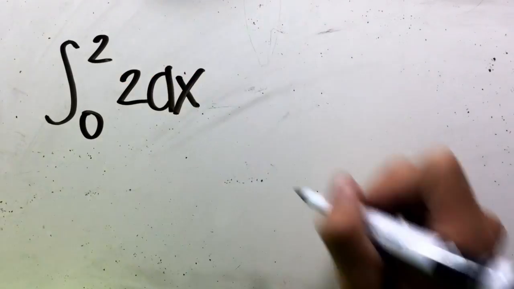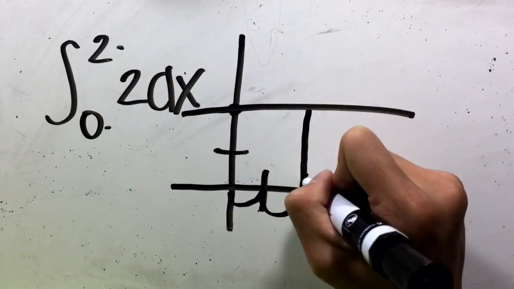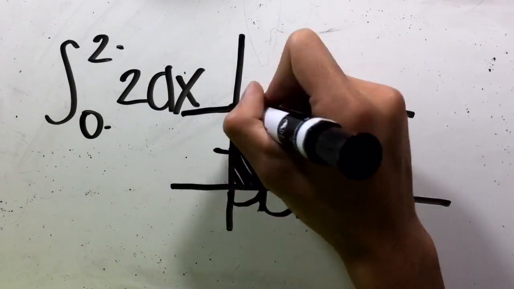A simple example is the integral of 2 dx from 0 to 2. One way to solve is to graph the function and find the area between the two limits. For this particular problem, the answer is 4.